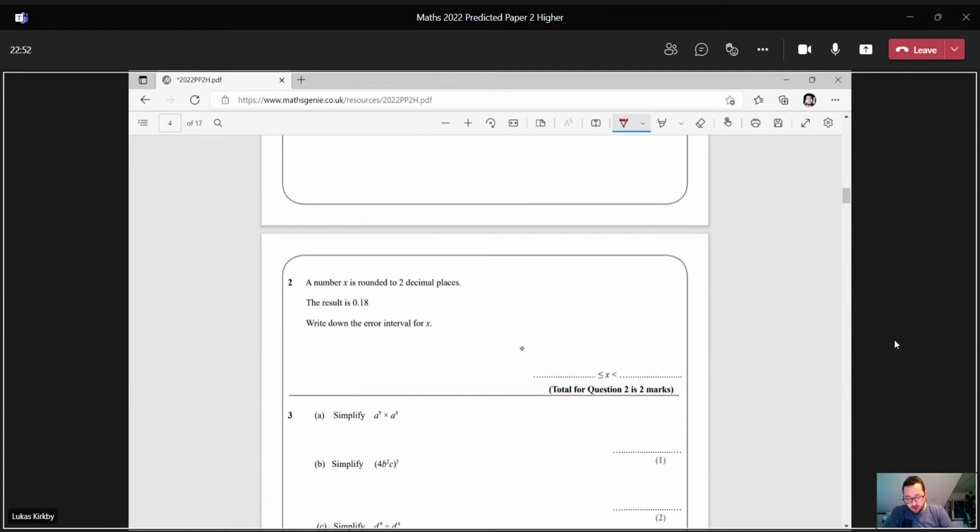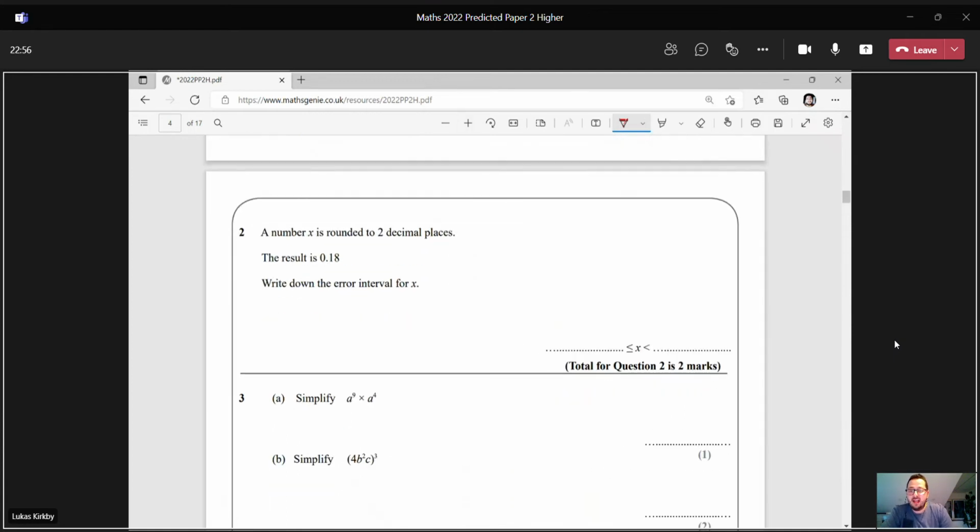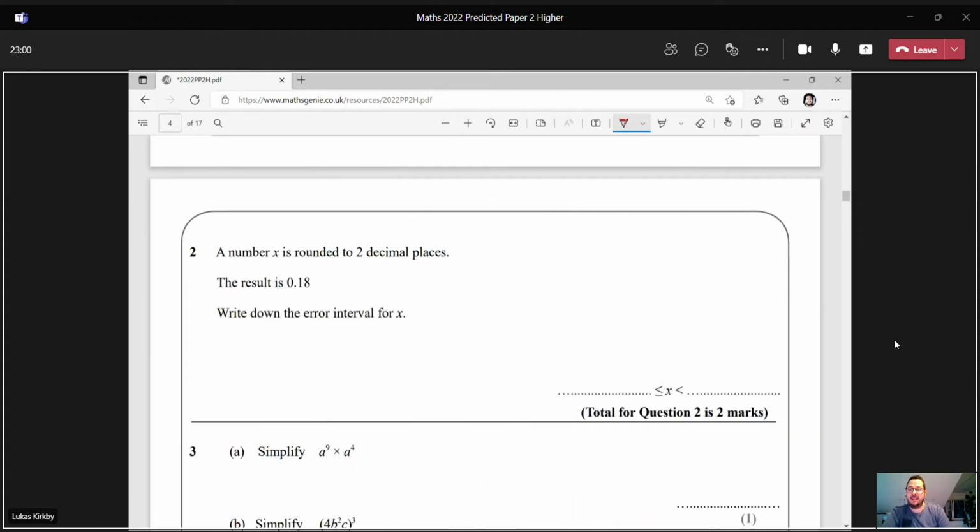Alright, so number 2, so a number is rounded to 2 decimal places and the result is 0.18. Write down the error interval for x. Okay, well, so if we're on 0.18, it's been rounded to 2 decimal places. So the way that I like to think of this is I like to put it on a number line and think, well, what was the previous number and what was the next number?